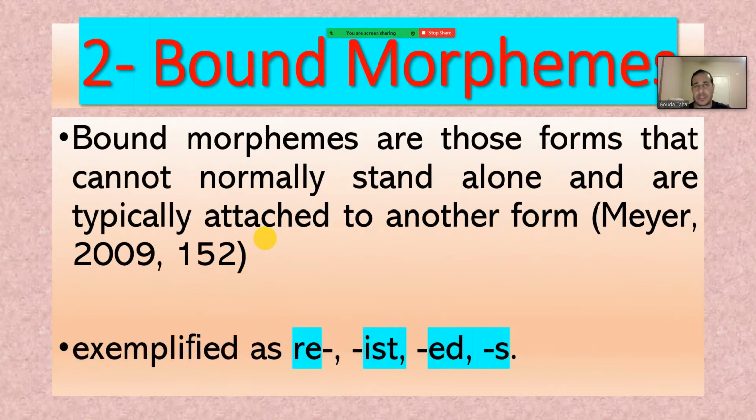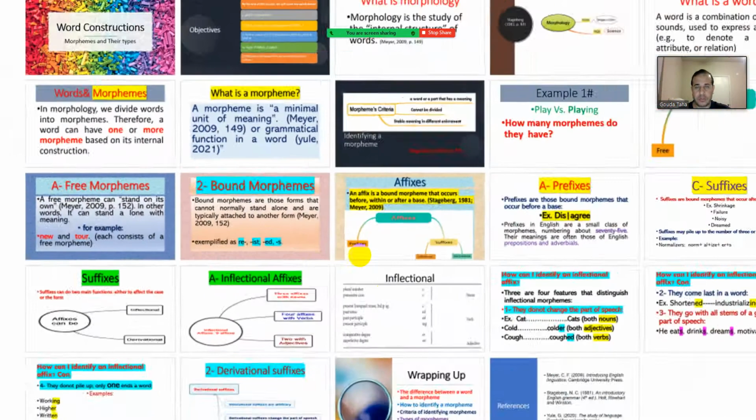Let's have, for example, er or ing or s, or let's go for example, ed. All of these, or ment, or ness, or shap. All of these bound morphemes cannot stand alone. They must be added to a free morpheme.